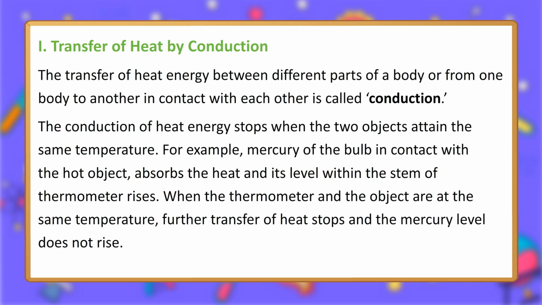For example, the mercury of the bulb in contact with the hot object absorbs the heat and its level within the stem of the thermometer rises. When the thermometer and the object are at the same temperature, further transfer of heat stops and the mercury level does not rise.